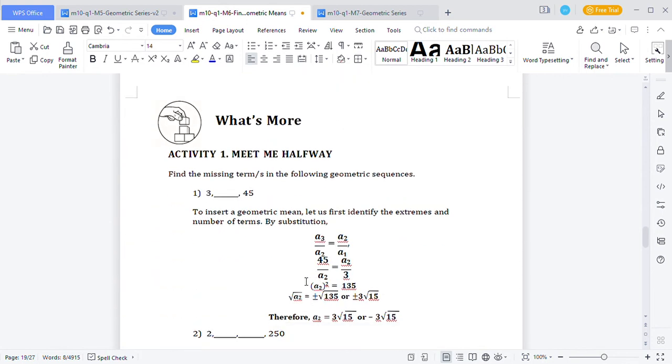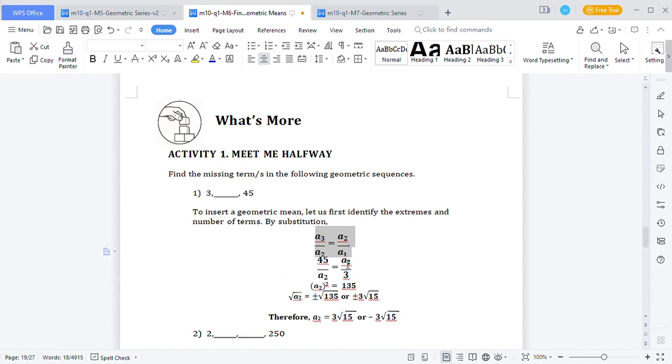So let's have an example. For example, again, 3, and then a blank, and then 45. 3 and 45 we call the extremes. The second term is our geometric mean. In order for us to get that one, we will use the formula a sub 3 over a sub 2 is equal to a sub 2 over a sub 1. So our a sub 3 is 45 over a sub 2, which is unknown, is equal to a sub 2 over our first term, 3.